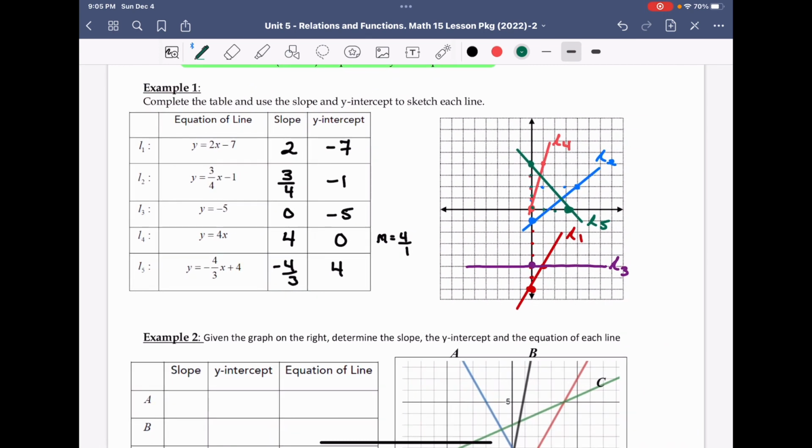There we go. So there's all our lines together. We have horizontal, we have a bunch of positives, and then one negative slope. So a few in the mix there.